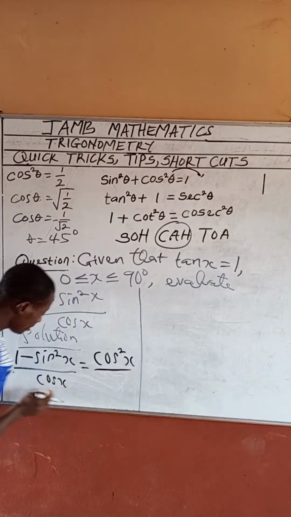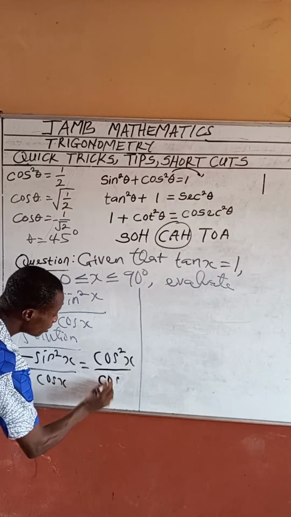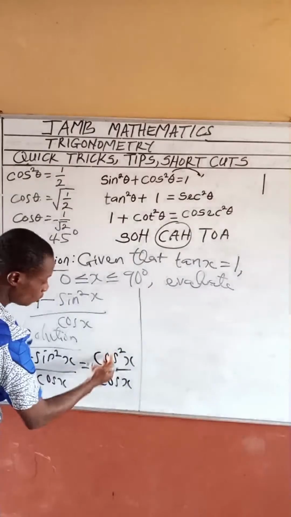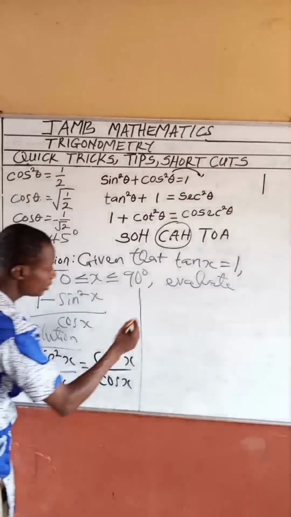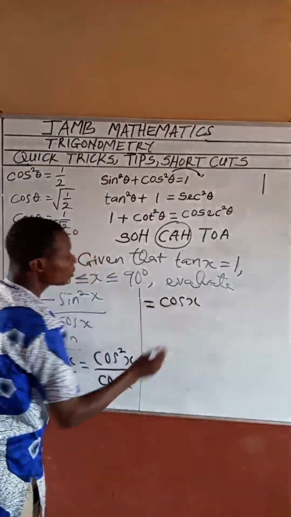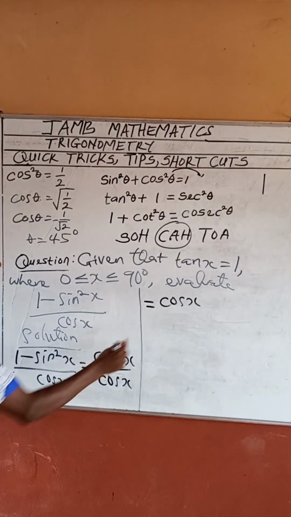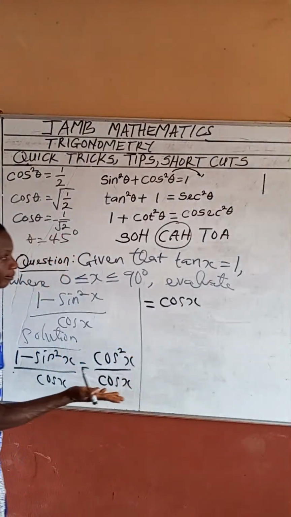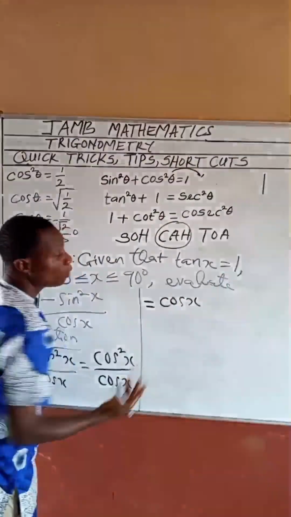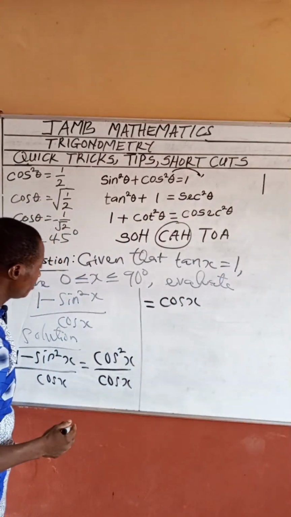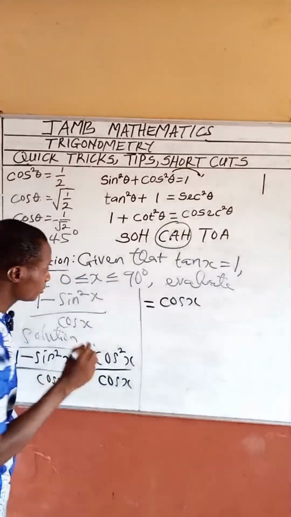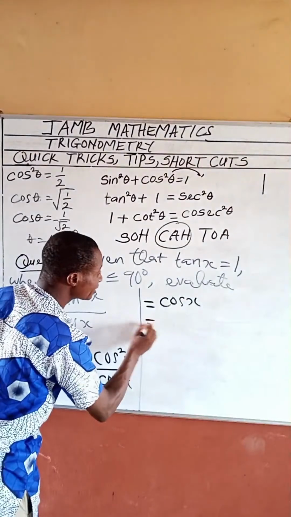Then divide it by cos x. This is squared and this is not squared. So what happens? Divide it, and the value will now be cos x. Now the question is, what is x? From here, we can find our x. If tan x is 1, then what is x? X is 45 degrees because tan 45 is 1.